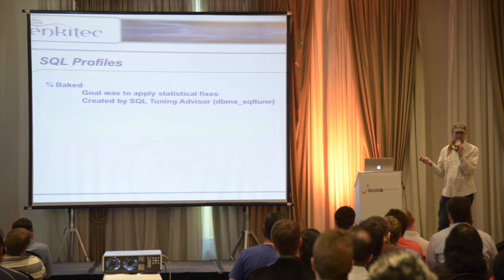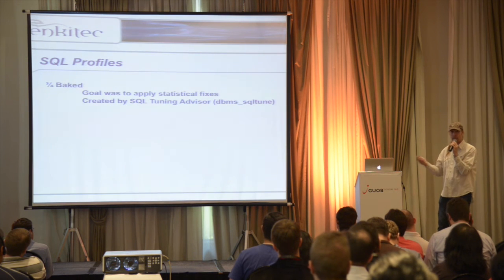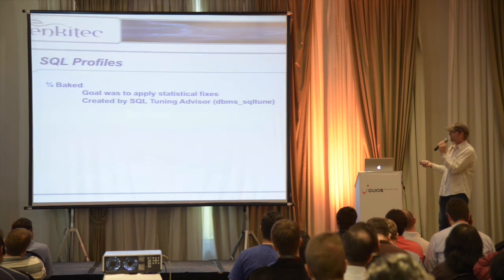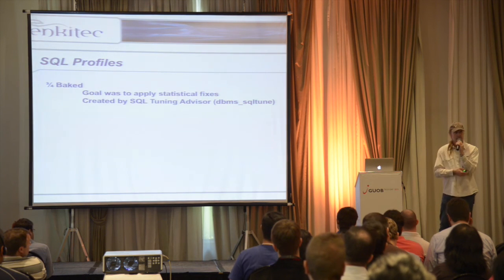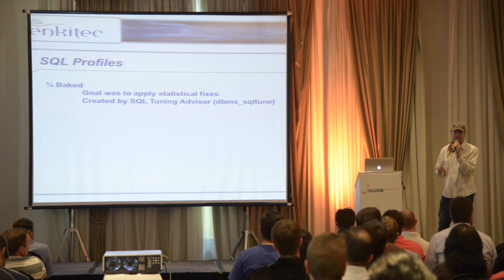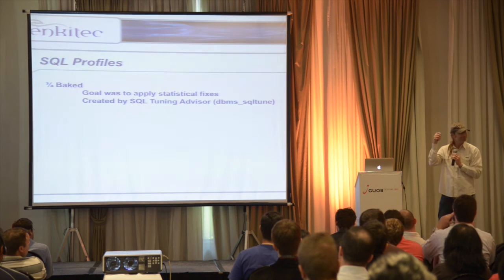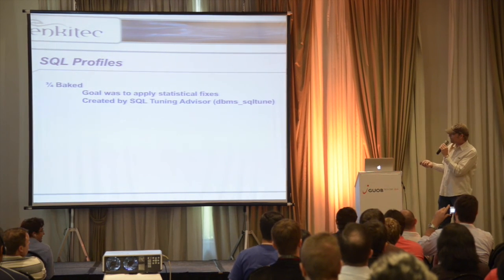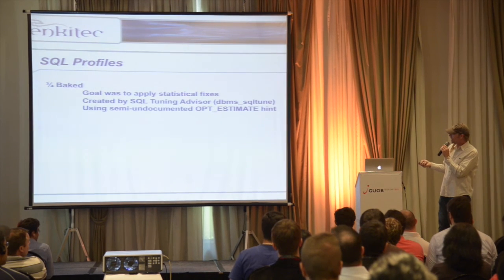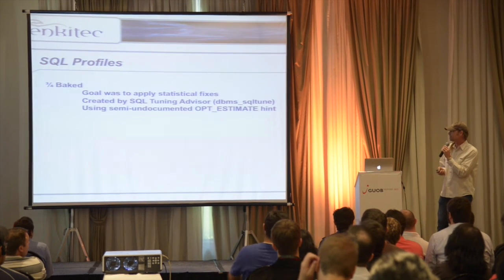They did it via a hint that was applied behind the scenes, but that was the goal. And they were designed to be created by the SQL tuning advisor. They were never designed to be manually created and then used. All right. They use this semi-undocumented opt-estimate hint.